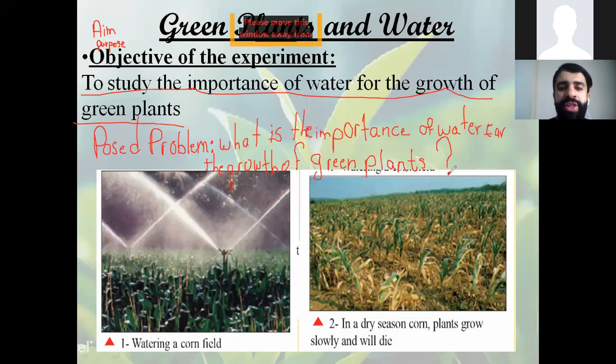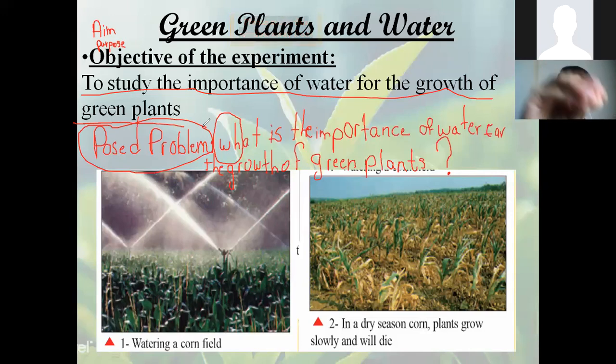What is the importance? So you have here a WH question in English. What is the importance of water for the growth of a green plant? What do we call it? It's called the posed problem. So from now on, you have to differentiate between the aim and the posed problem. The aim is usually mentioned in the text. The posed problem is very similar to the aim, but it should be in the form of a question.